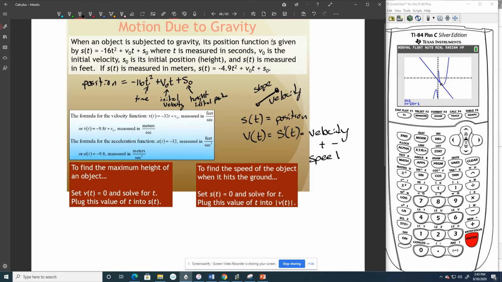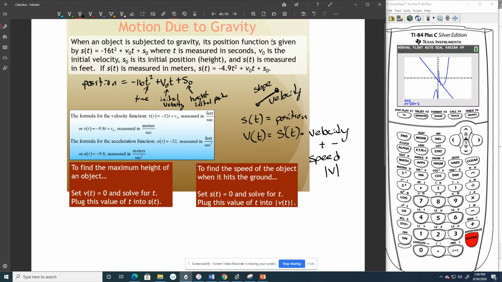But be careful, because for speed, you take the absolute value of your velocity. Speed doesn't have negative values, but velocity can. It just tells us that it's going down, because that's the direction that we're going. And that's what it gives you here. It tells you that the formula for velocity is -32t plus v naught.